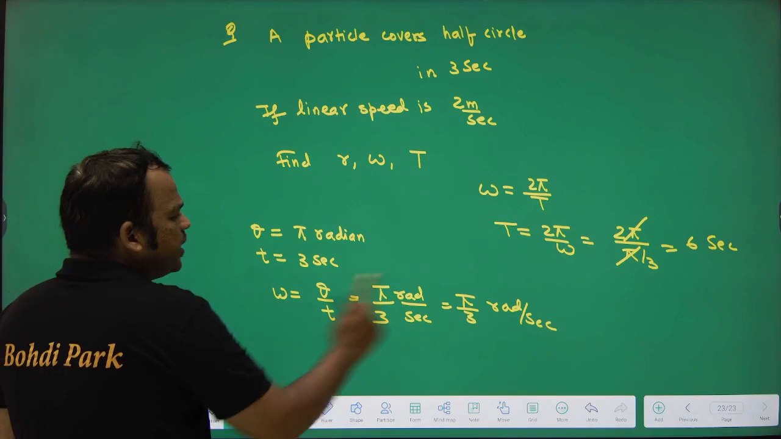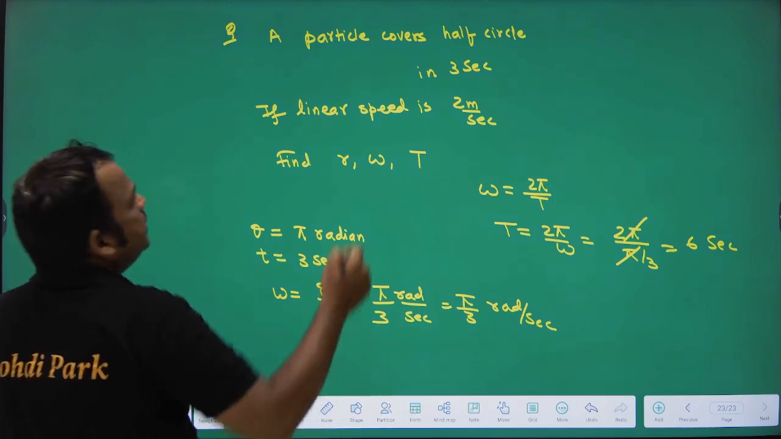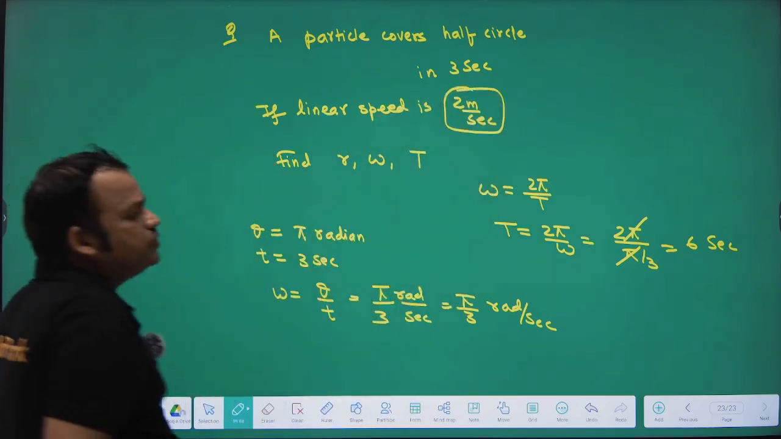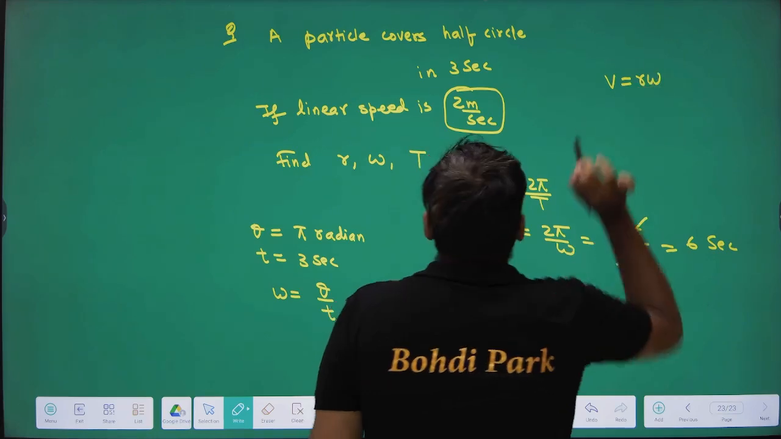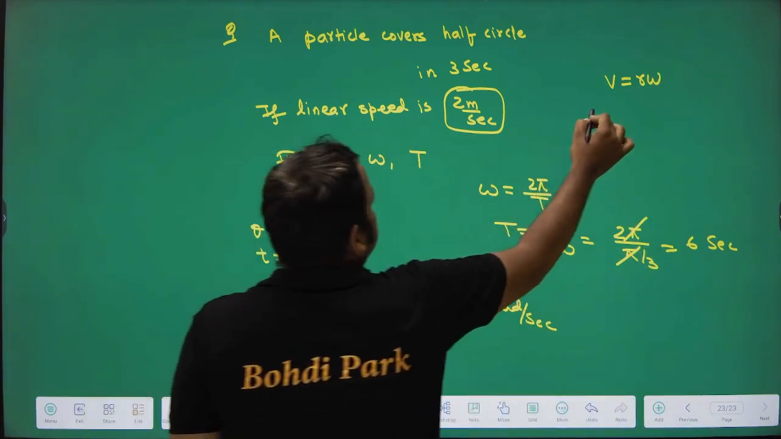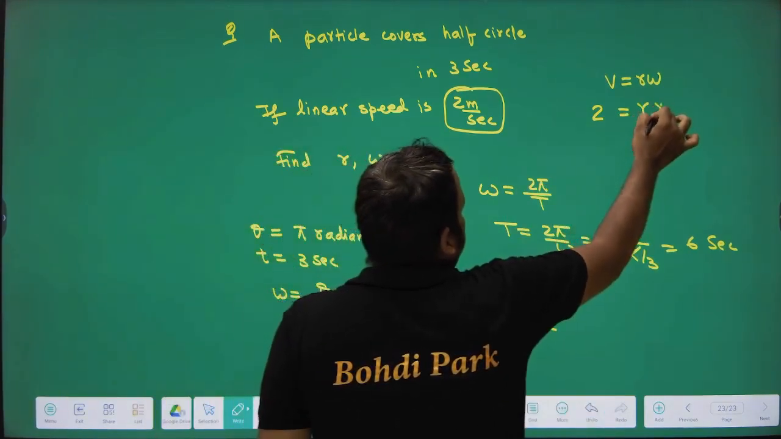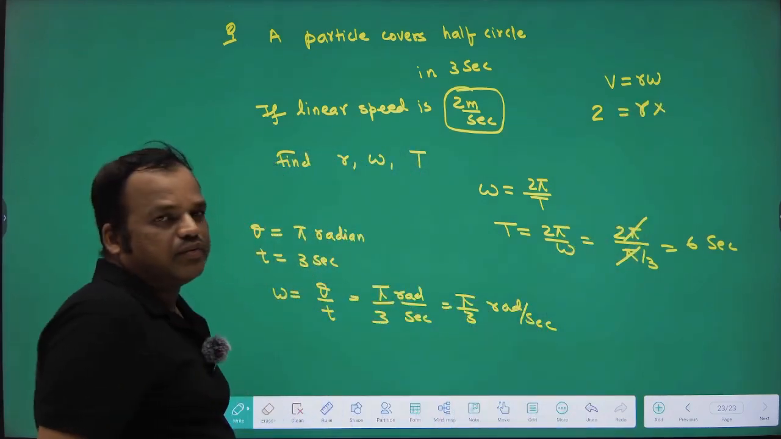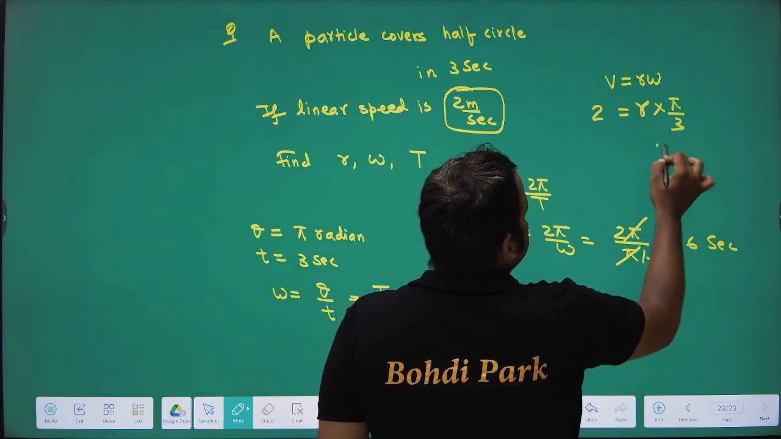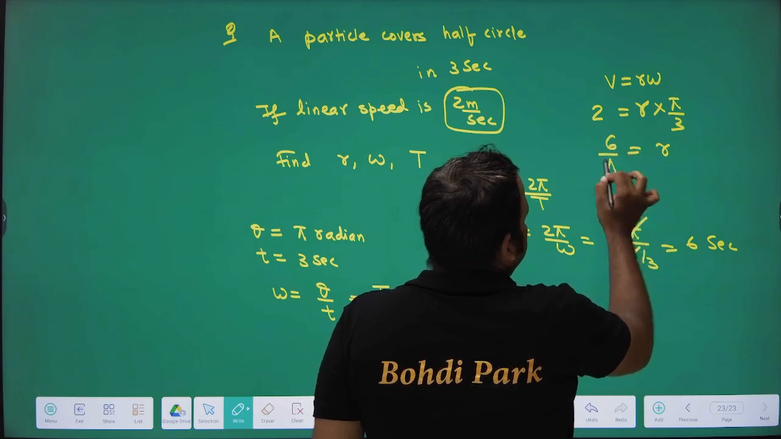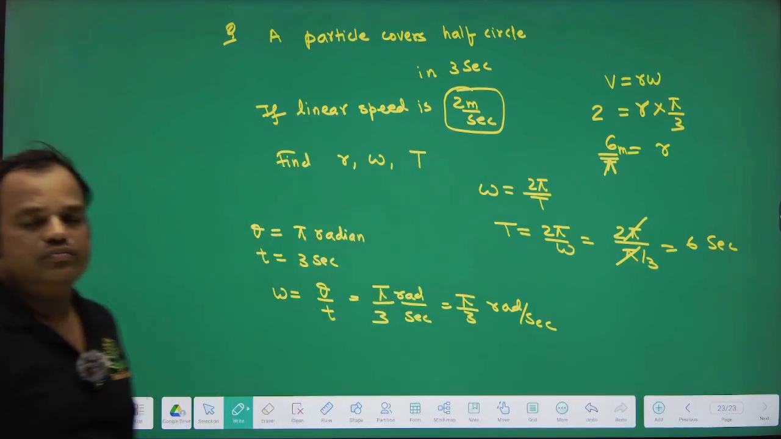Now we have omega and we have linear speed. Linear speed is given as 2 meter per second. So we can find radius using the formula v is equal to r omega. So 2 meter per second is equal to r into omega in SI unit. We have to substitute pi by 3. So r will be equal to 6 by pi meter.